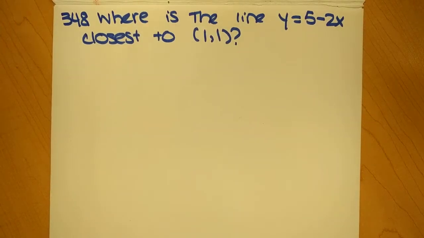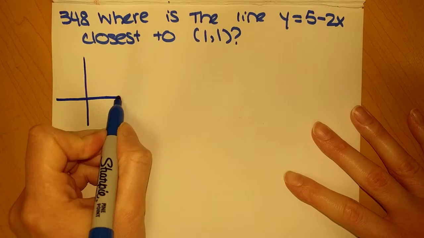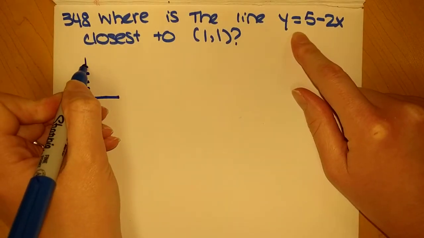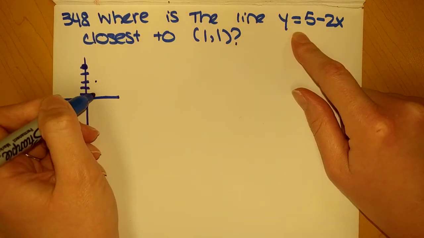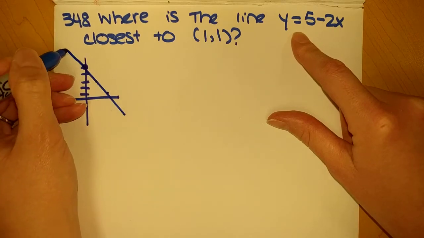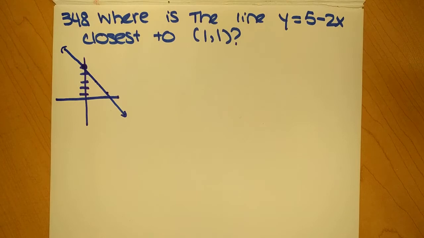To figure out where this line is closest to (1, 1). As we discussed in the last video, we have this line with a y-intercept of 5, and then it goes down 2 and to the right 1, down 2 and to the right 1. So this is the visual of this line, and then we have the point (1, 1).